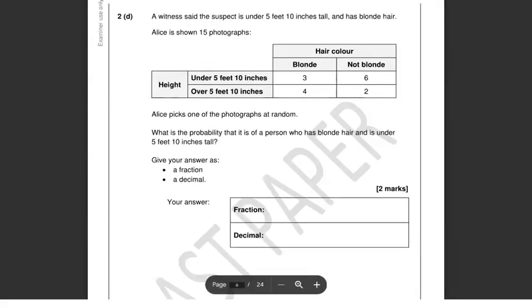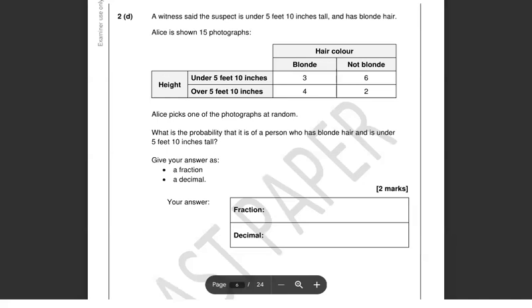A witness said that the suspect is under 5 feet 10 inches tall and has blonde hair. So Alice is shown 15 photographs. The height is 5 feet 10 inches, and blonde hair. So that's that. Alice picks one of the photographs at random.